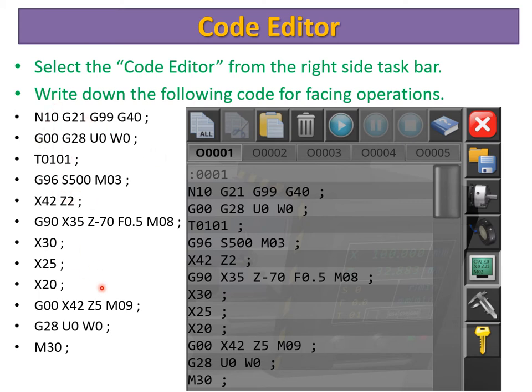I have explained this coding in the later slides, but here I will tell you that for every code there are three parts: the first part, the middle part and the end part. This is the first part of the program, from this line to this line. This is the middle part from this line to this line, and this is the end part from this line to this line. The first part of the program is generally used for switching options, like which units you are going to use, metric or inches, and similarly to switch on the coolant.